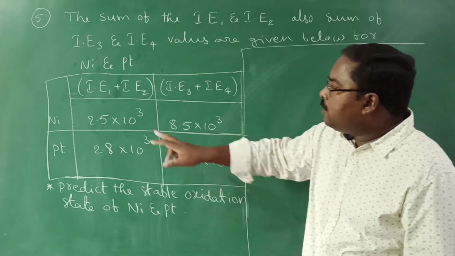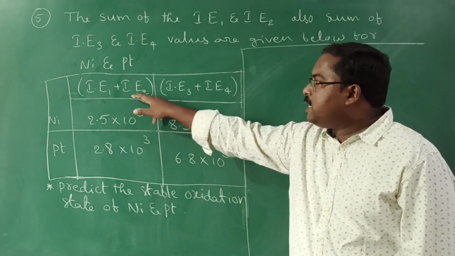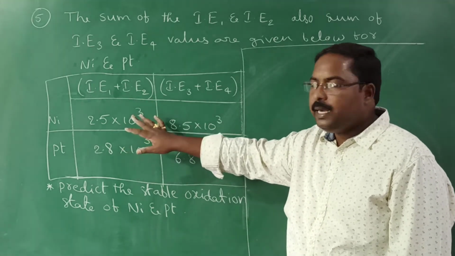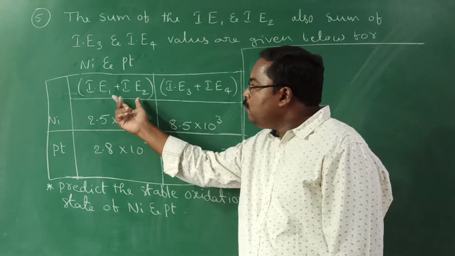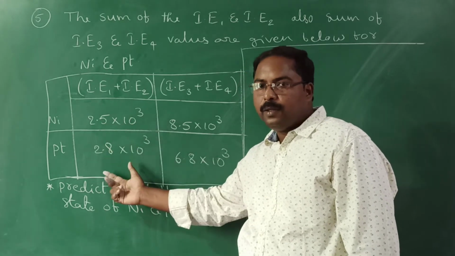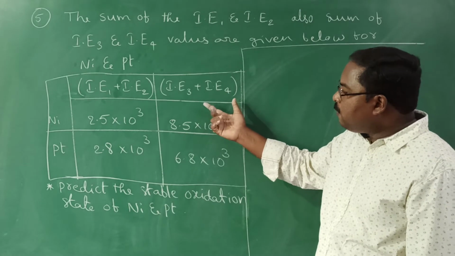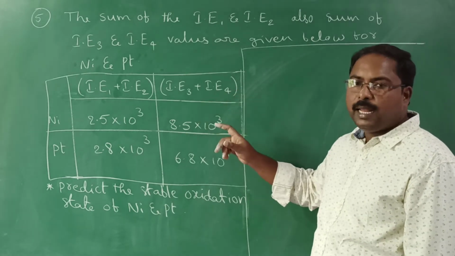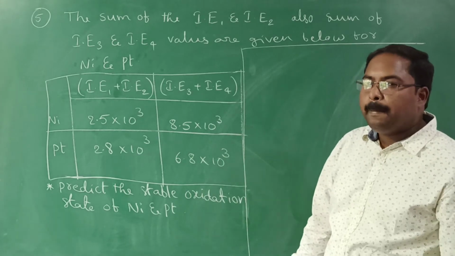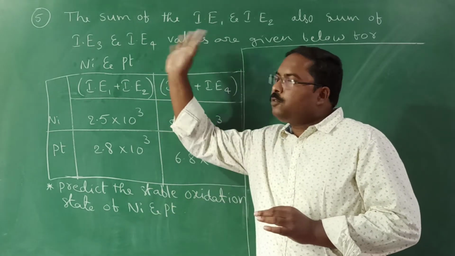The first and second ionization energy values, the sum of these two is this much, right? Means to remove 2 electrons, this is the energy required. To remove the next, third and fourth electrons, this is the energy required. Now forget about the question they asked.